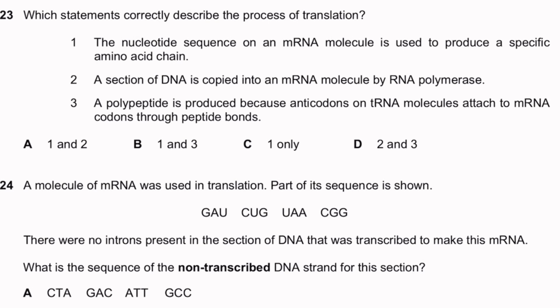Okay, and then a section of DNA is copied into an mRNA molecule by RNA polymerase. No, this is transcription. We're not talking about transcription. Okay, a polypeptide is produced because anticodons on tRNA molecules attach to mRNA codons through peptide bonds. Definitely not through peptide bonds, but by brief hydrogen bonds that are quickly formed between the two. So, no, it's just one really.